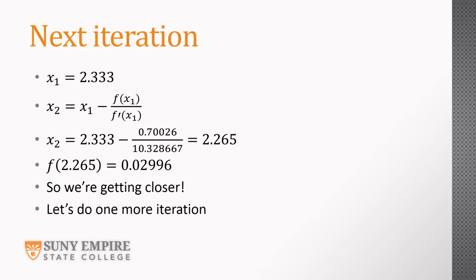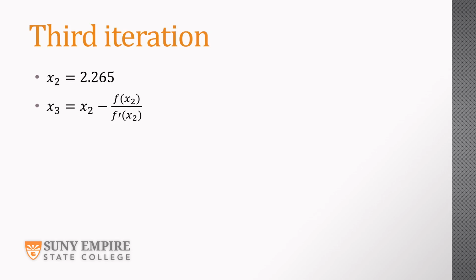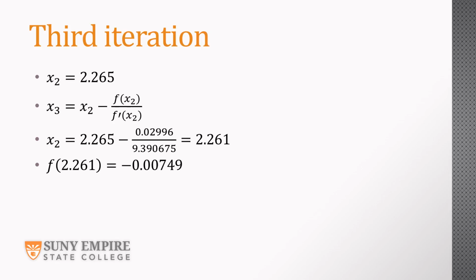Let's do one more iteration to improve even more. We had a guess of 2.265 for our root, and we look to use Newton's method to improve the accuracy of our guess. Plugging the value into the function and its derivative and solving, our next approximation for the root is 2.261. When we find the function value for 2.261, we get negative 0.00749. Again, our approximation has improved.